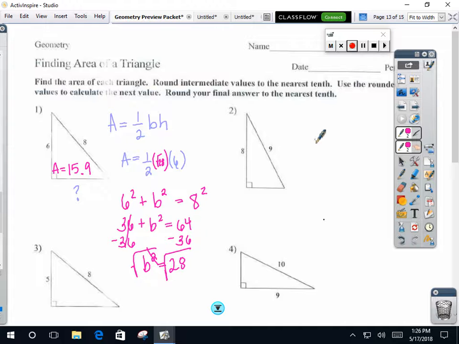Okay, number 2. We're trying to find the area of this triangle. So area of a triangle is 1/2 base times height. Well, don't we already know the height? What is the height? 8. We don't know the base, but can't we find the base since we have the hypotenuse and a leg? So we use the Pythagorean theorem, which would be 8 squared for the a squared plus b squared equals 9 squared. Now what do we do?